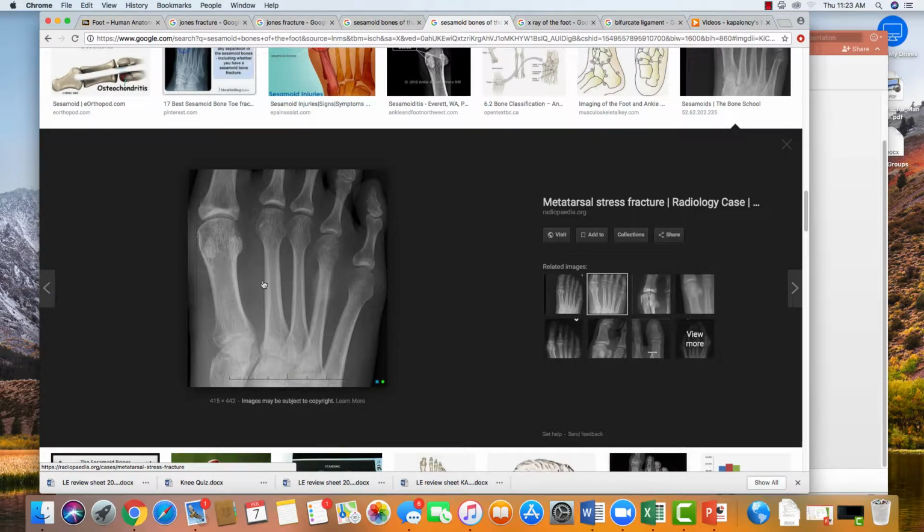Oh, see that little cloudy surface here? Totally got distracted looking at this. So this is the fourth metatarsal. That little cloudy surface means they have a stress fracture in that area. It should be nice and clear lines, but that's a stress fracture. So that's actually calcium building up and the body reacting to an area. So, fun fact, that's what we're looking at.